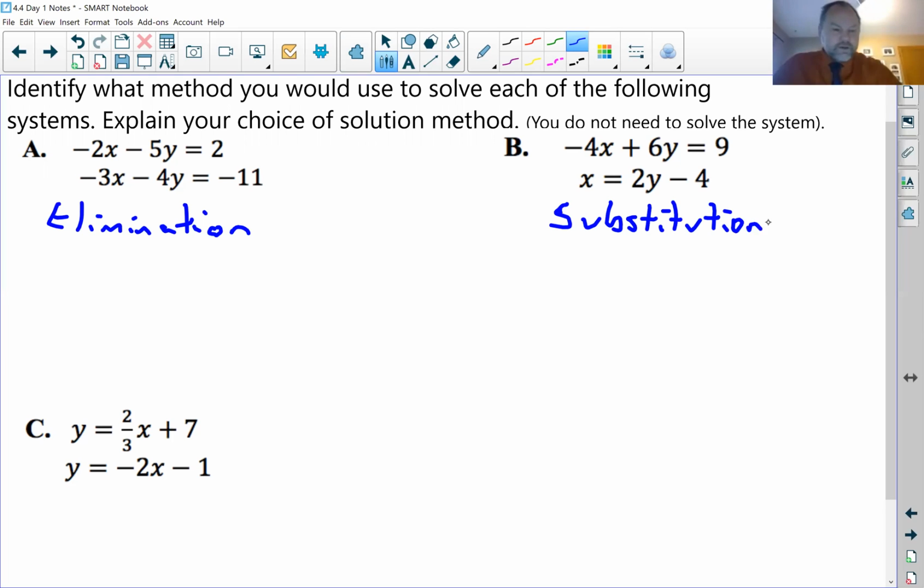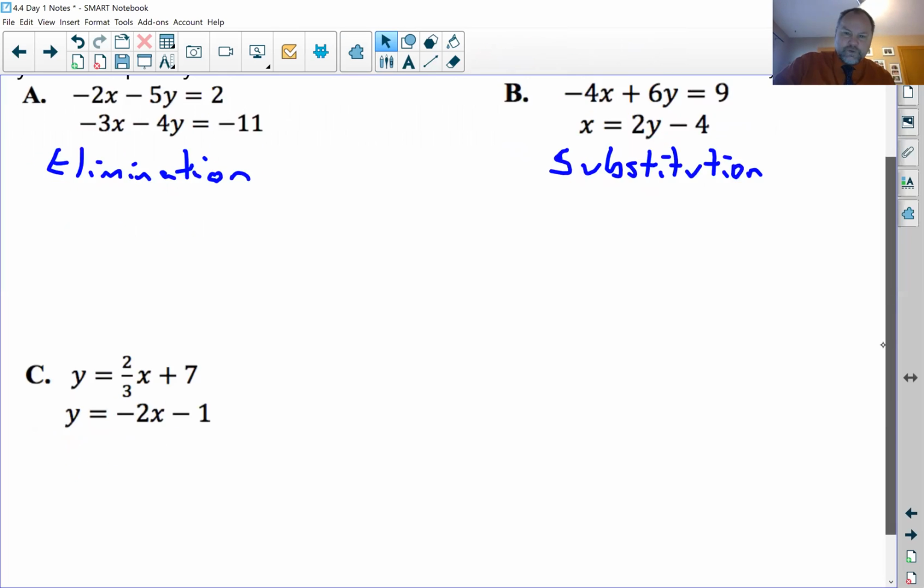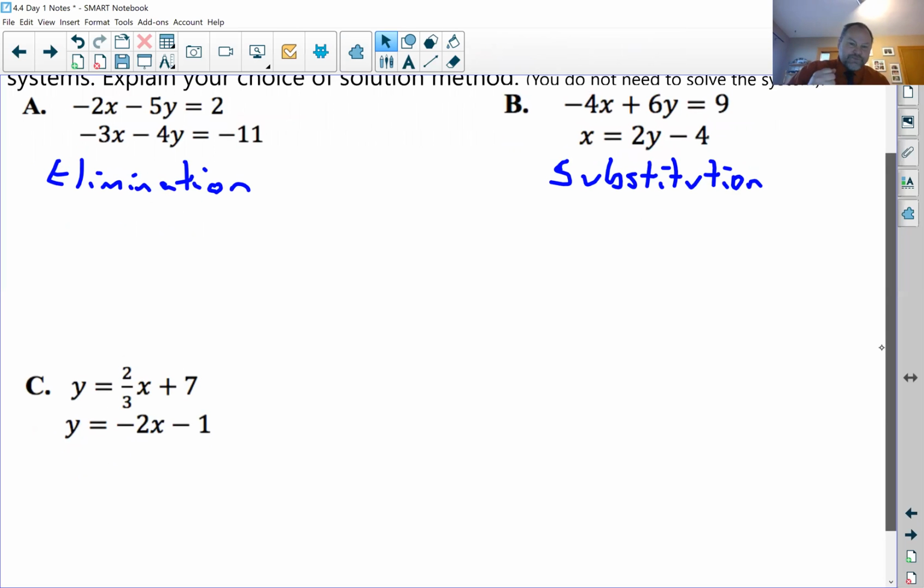And substitution. All right, third example. So this is letter C. Again, would you use graphing, substitution, or elimination? And you should see the poll now and go ahead and vote.